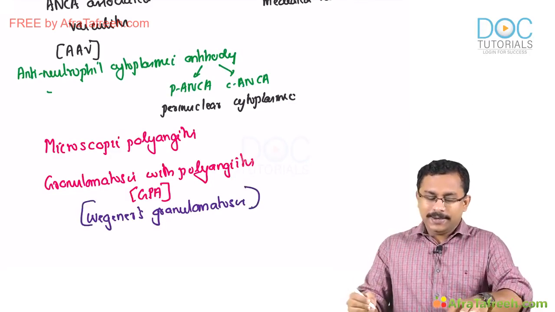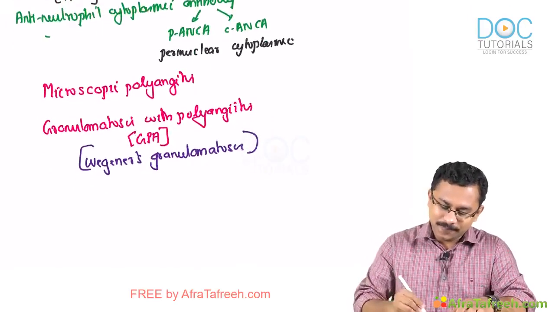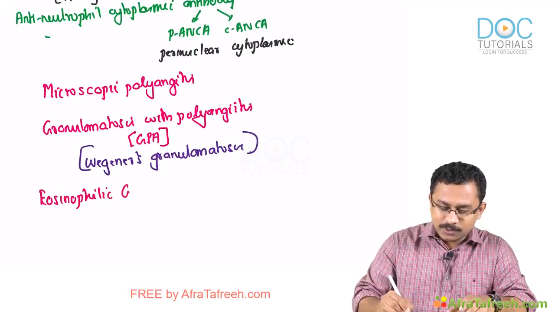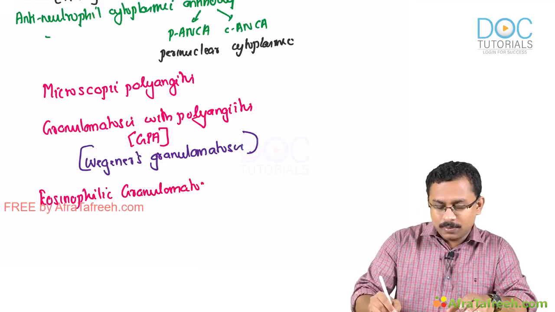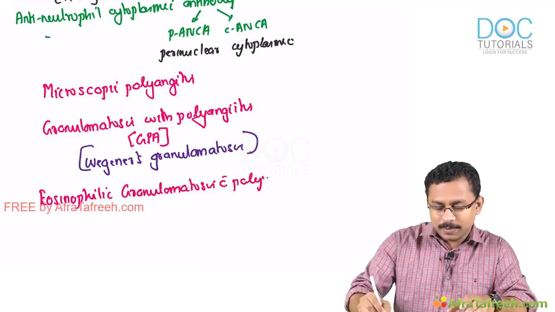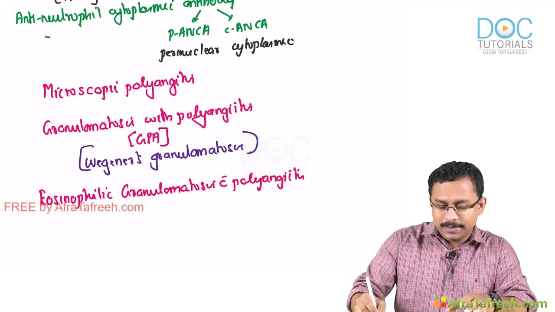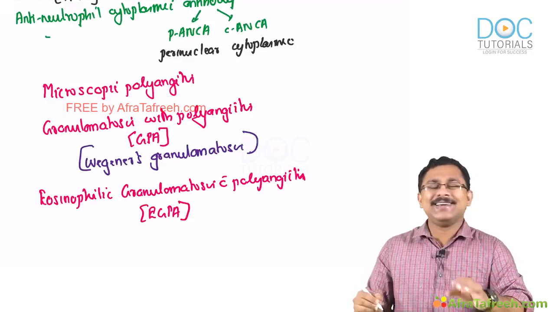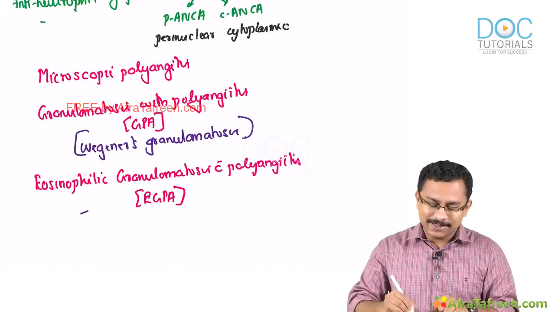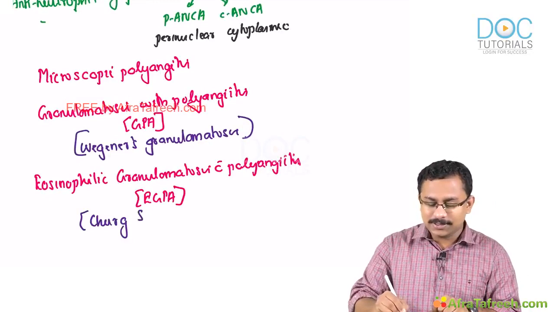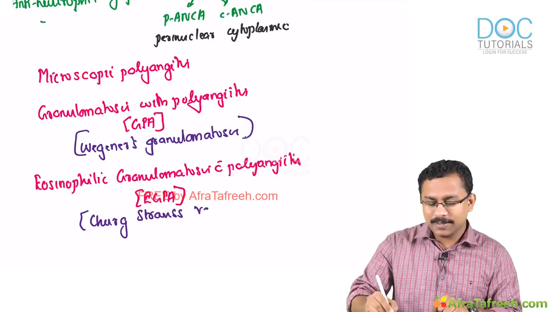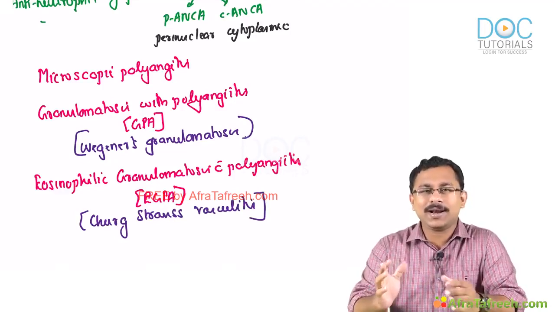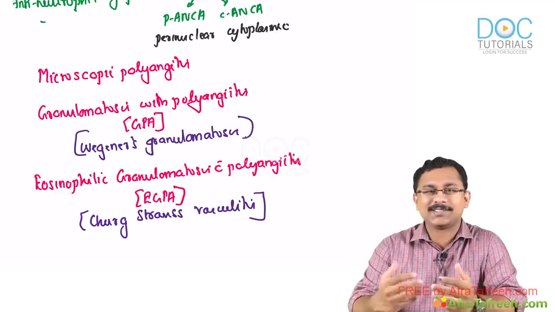Okay, and then you also have the EGPA, that is eosinophilic granulomatosis with polyangiitis. And this EGPA is again the new term, and the old term was Churg-Strauss vasculitis. Now you have got to be a bit careful here, because I am sure that many of you are accustomed to the terms Wegener's as well as Churg-Strauss.